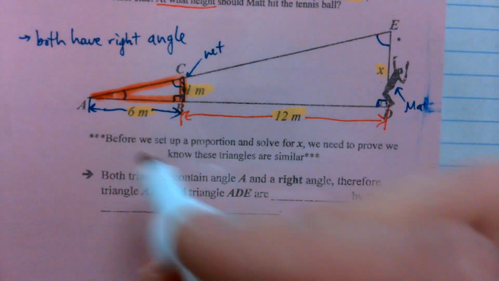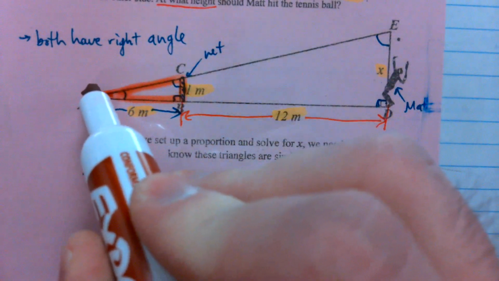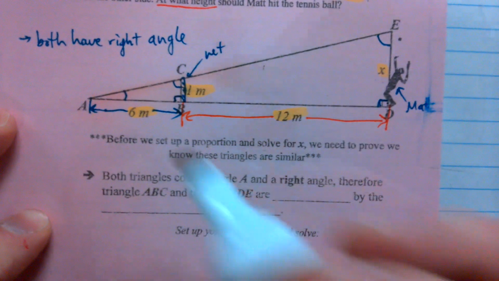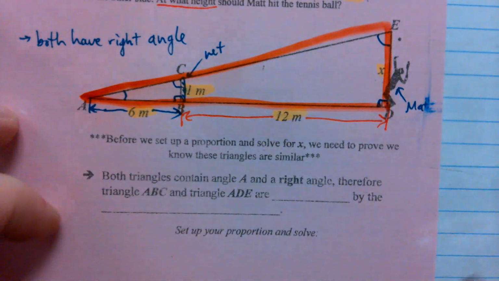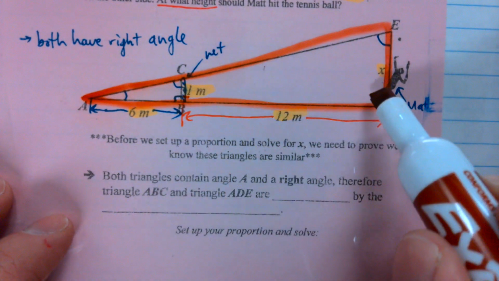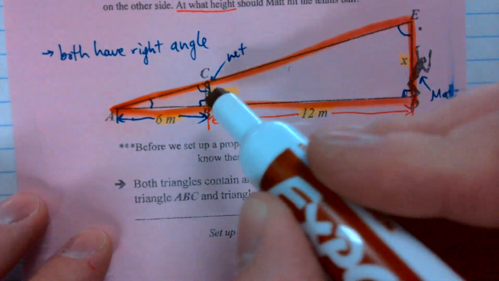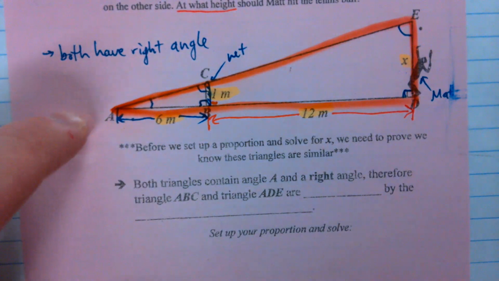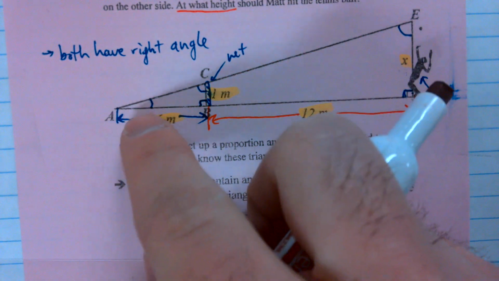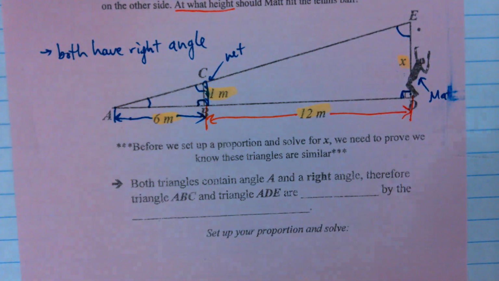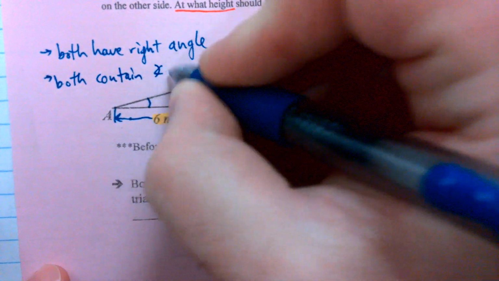We'll see. So there's my tiny triangle. And then, actually, let's do it like this. Here's my large triangle. We know they both have a right angle in the bottom right corner. But what other angle do they share? A. Right? The tip of each of these triangles is angle A. I don't know if that makes sense. Does that make sense? Yes. Okay. So that's the second angle that they share. They both contain angle A.